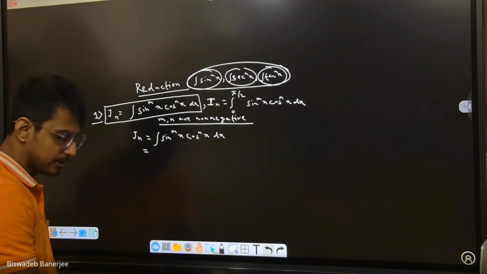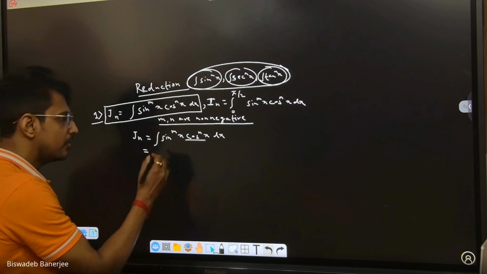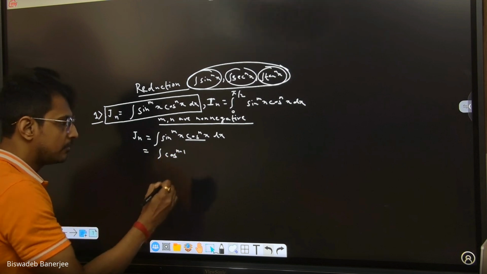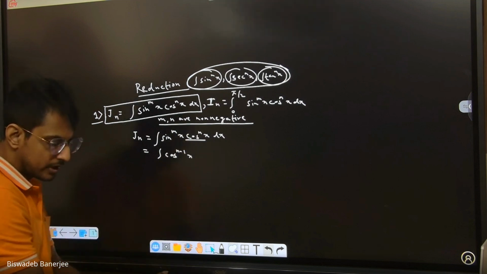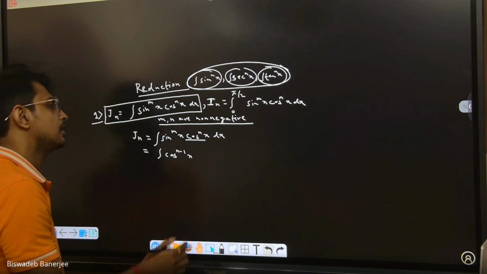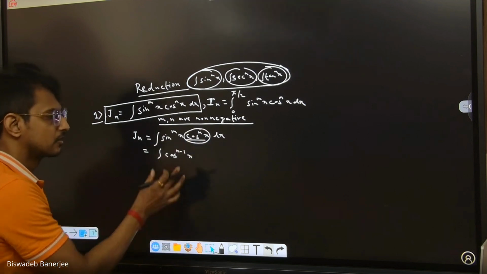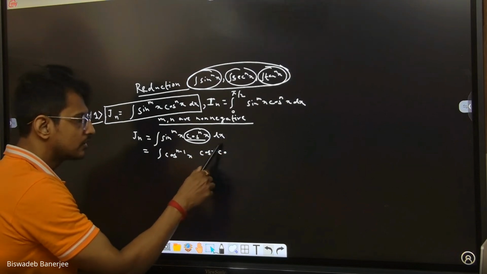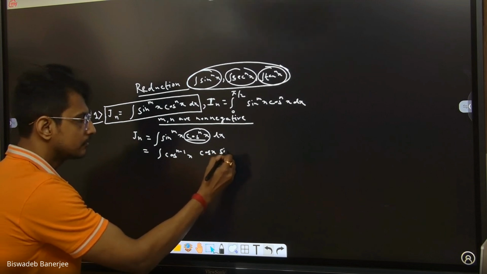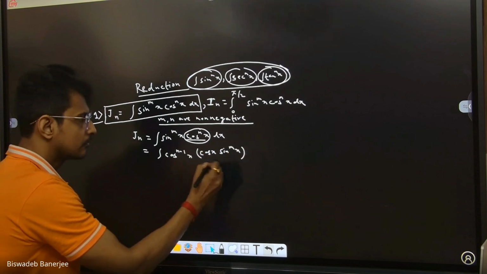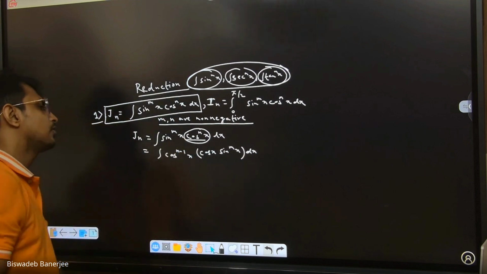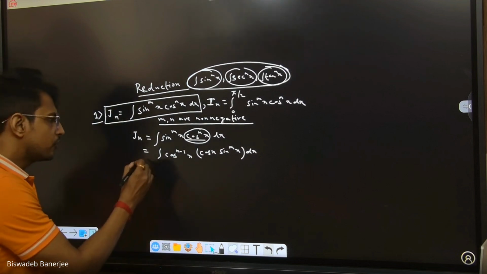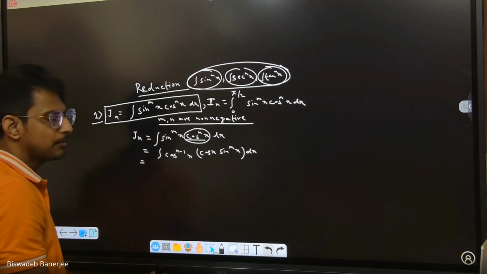If we apply the byparts method, at first see that we can write cos to the power nx like this: cos to the power n minus 1 x into cos x. We can break this cos to the power nx like this. So just writing cos to the power nx as cos to the power n minus 1 x into cos x dx. Now, how can we apply the byparts method?